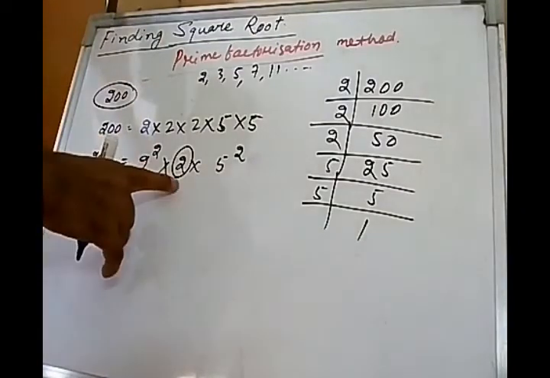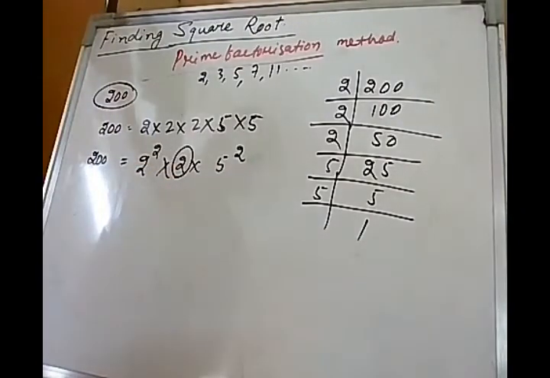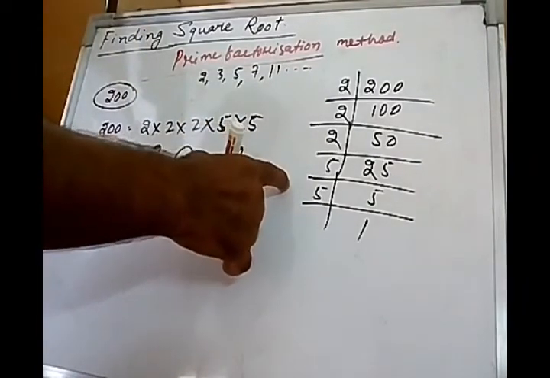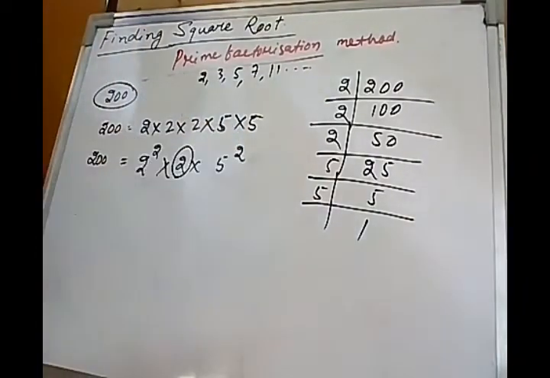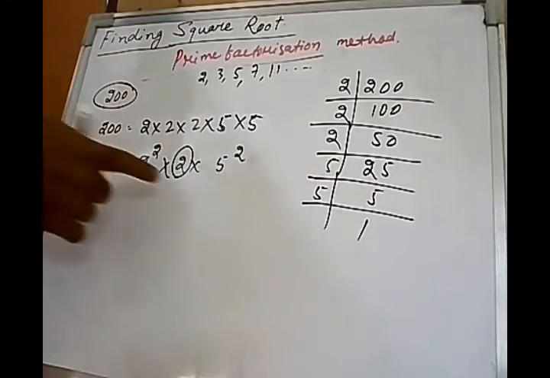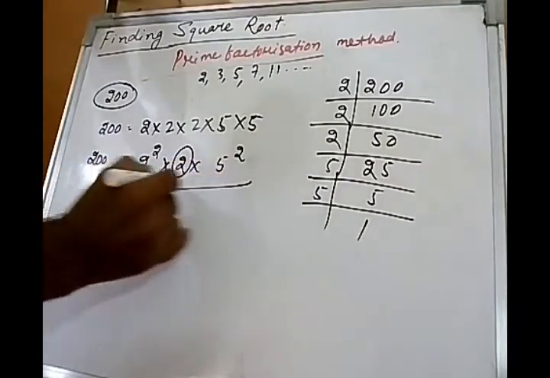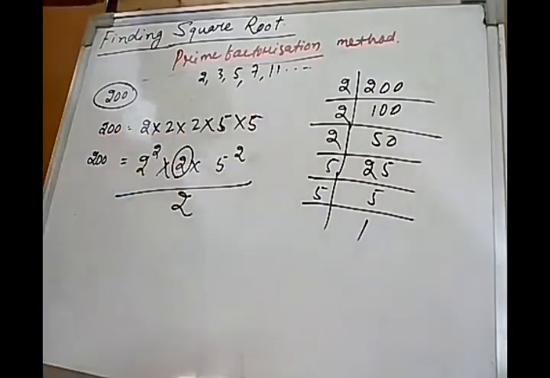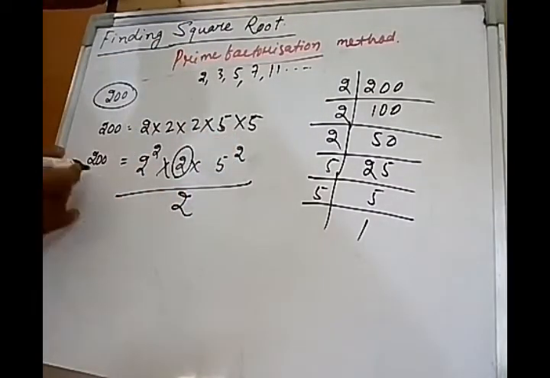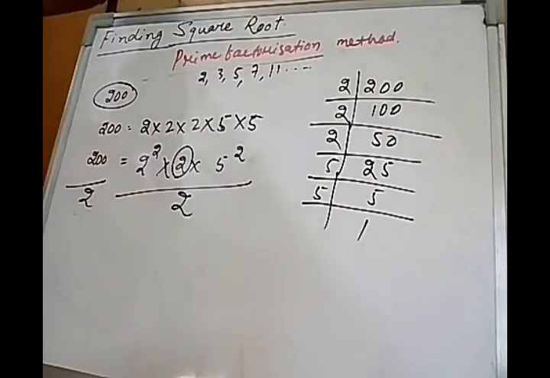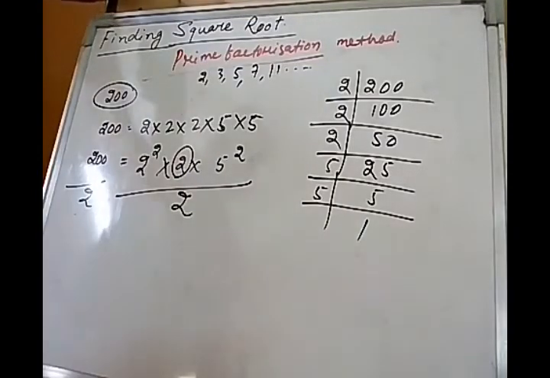So for making this 2 into square form, we need another 2 extra. That means we have to multiply by 2 here, or we can say 2 can be eliminated. How will 2 be eliminated from this? If we divide by 2, then 2 will cut. If on the right side you are dividing by 2, then it must be divided on the left side also. So here we got two things.